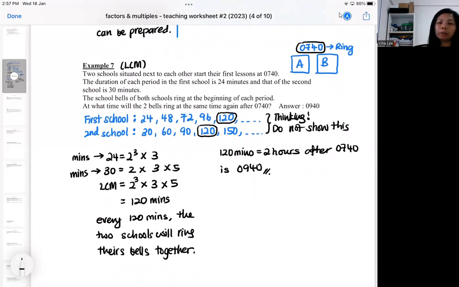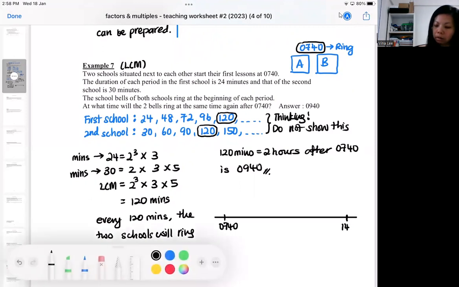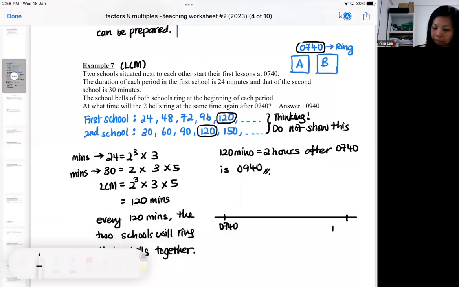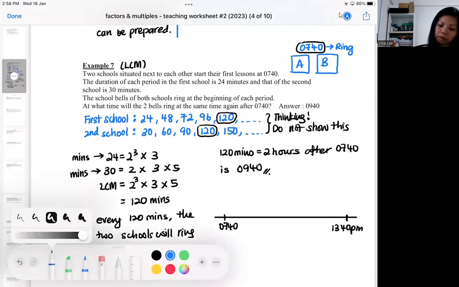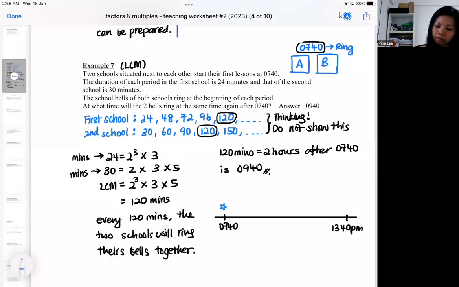They will ask, for example, the school is going to start at 7:40, and if the school is going to end at 1:40, so how many times do they actually ring together? Sometimes they will ask you for the number of times they ring together. So this one, they ring once. And at 9:40, they're going to ring once again together, the two schools.